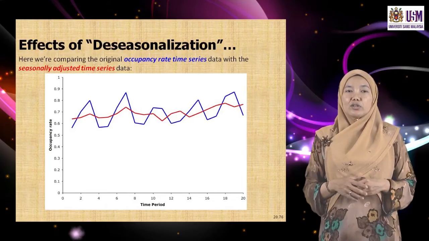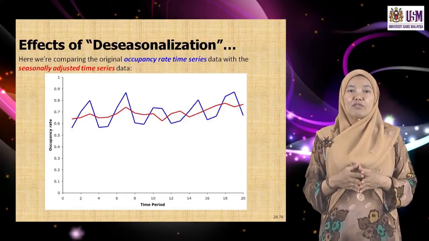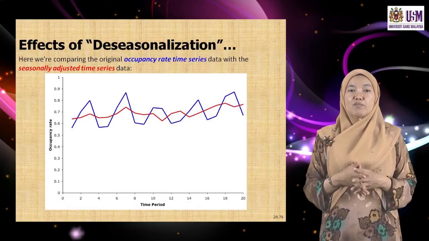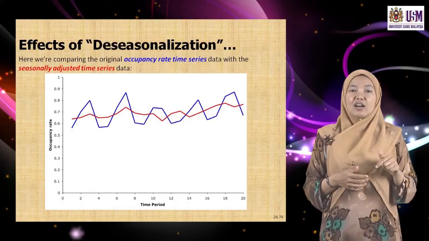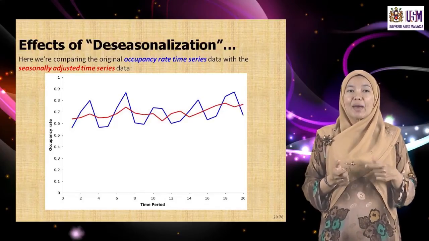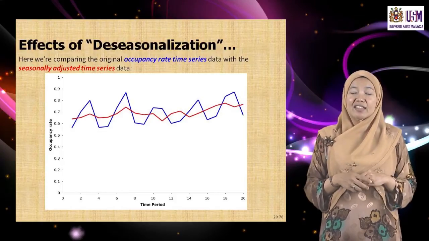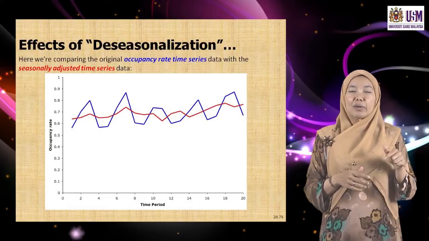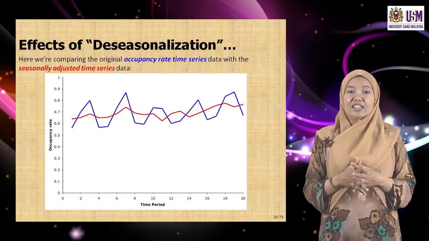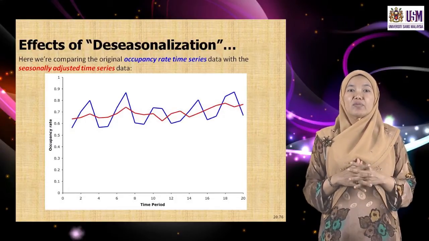Now you can see the effect of deseasonalized data compared to the actual data. The occupancy rate in the blue line, you see the spikes increasing and decreasing over the years, compared with the seasonally adjusted time series, the one in red, which is smoother, but you still see an upward increase in trend. But you won't get a straight line like your regression data.